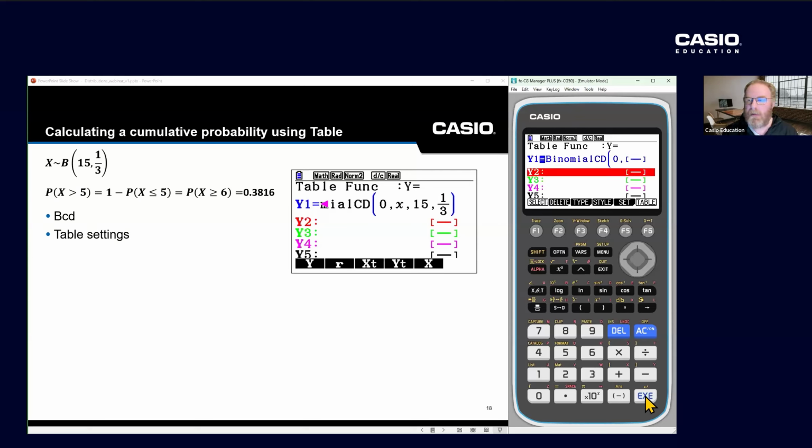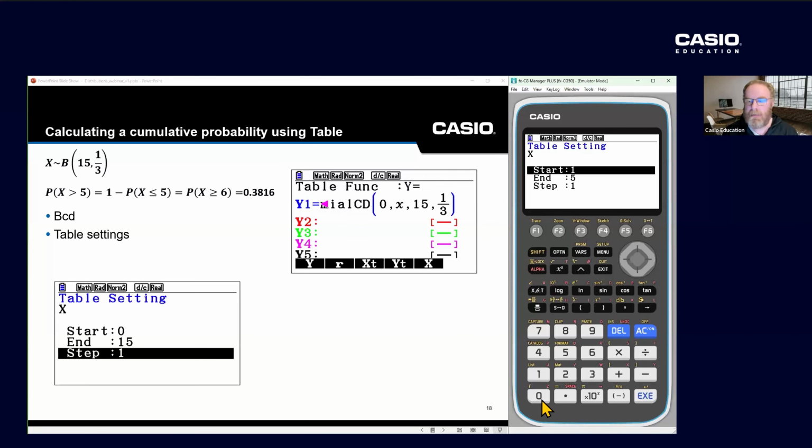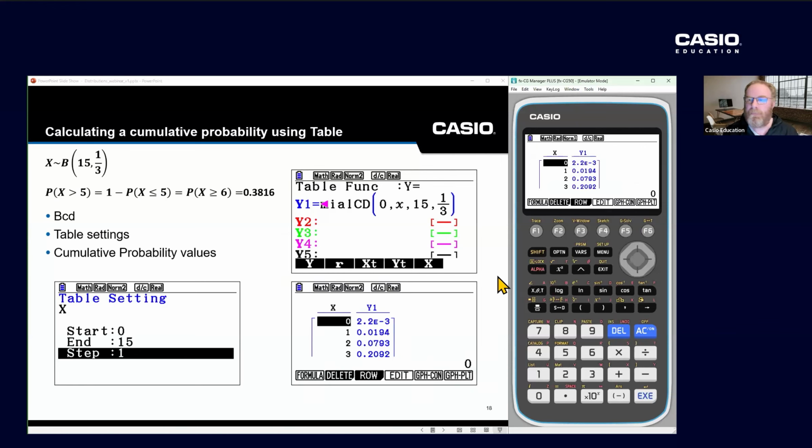Then I need to tell the calculator what the table needs to populate. So I need to say what the values of x are. The table settings need to go from 0 to 15 in integer steps, remember? That will give me the cumulative probabilities for the whole distribution. So when I exit and populate, those are my cumulative probabilities.